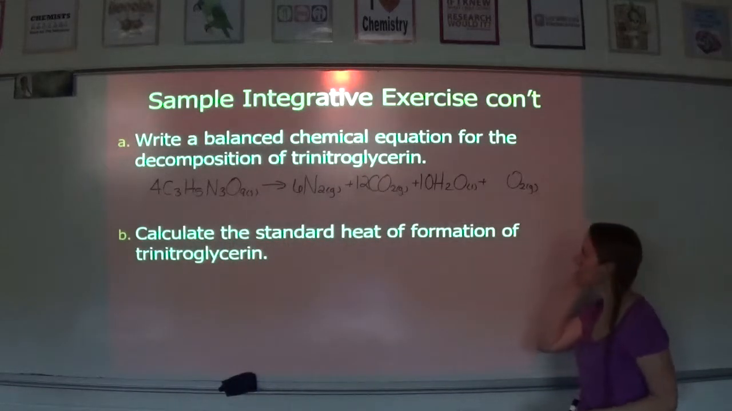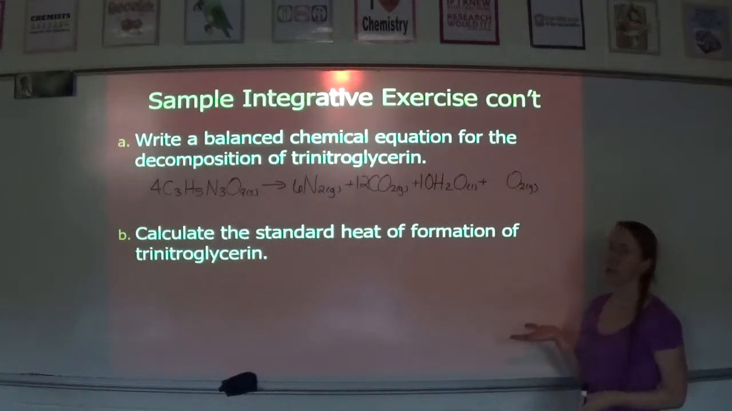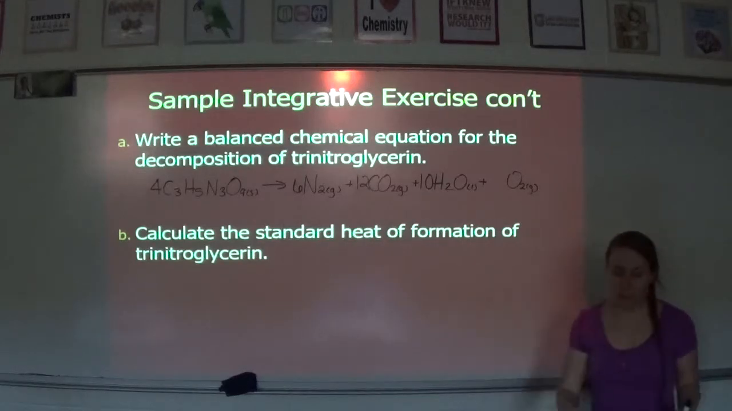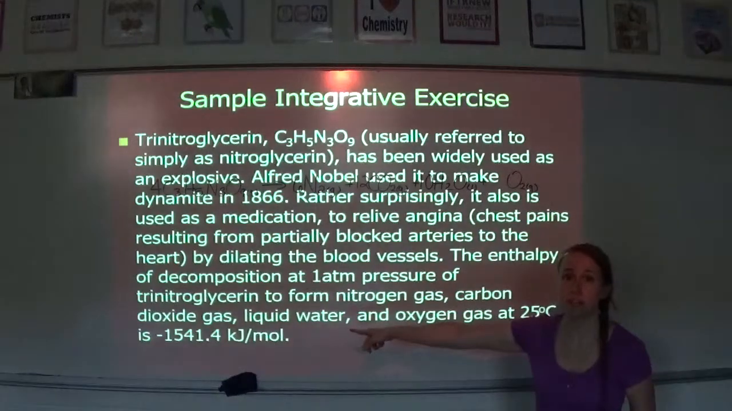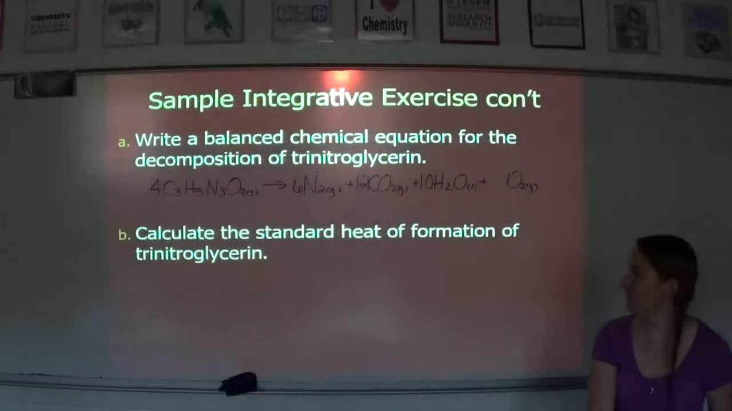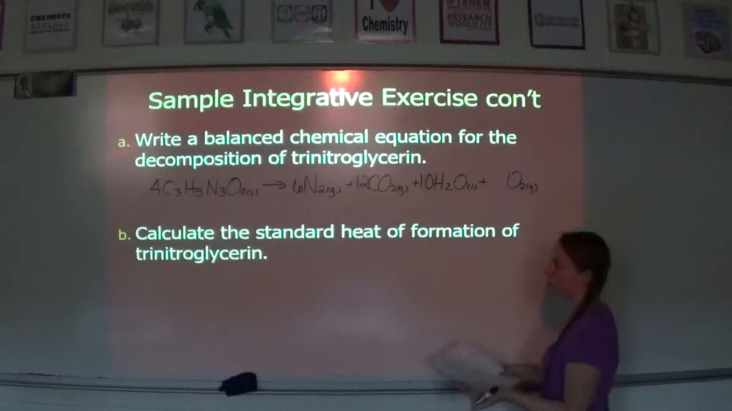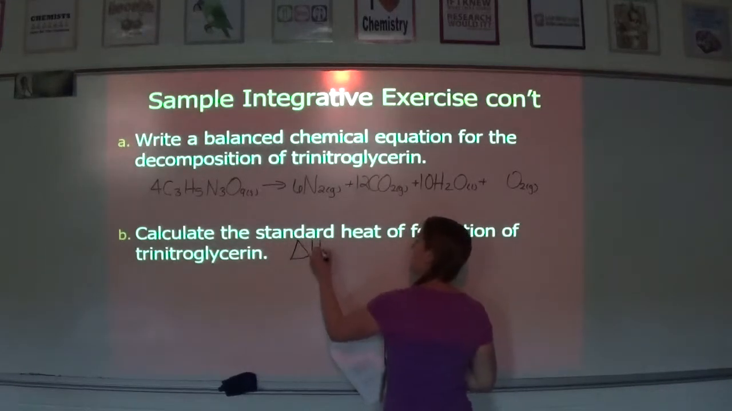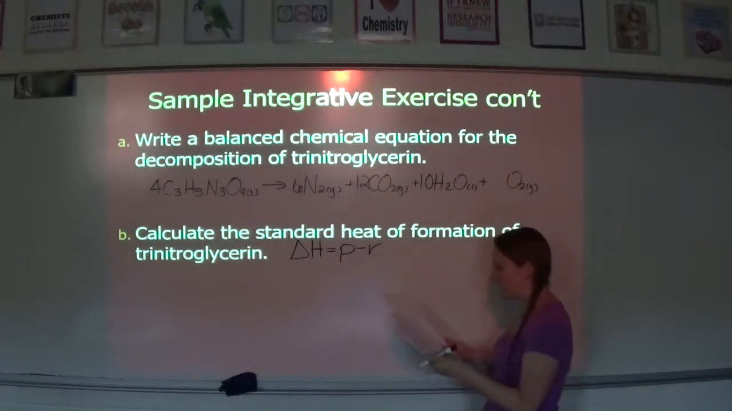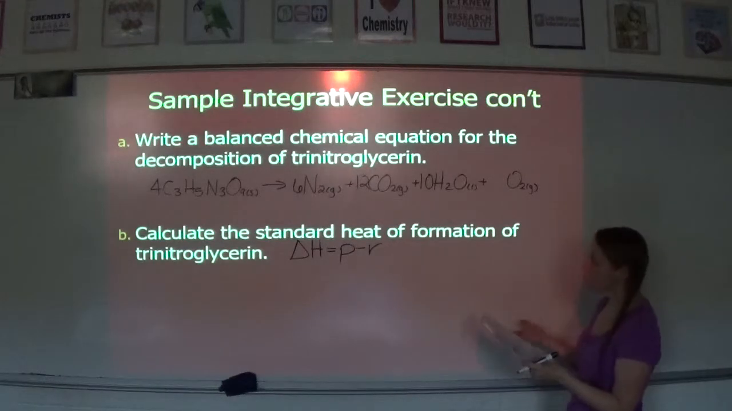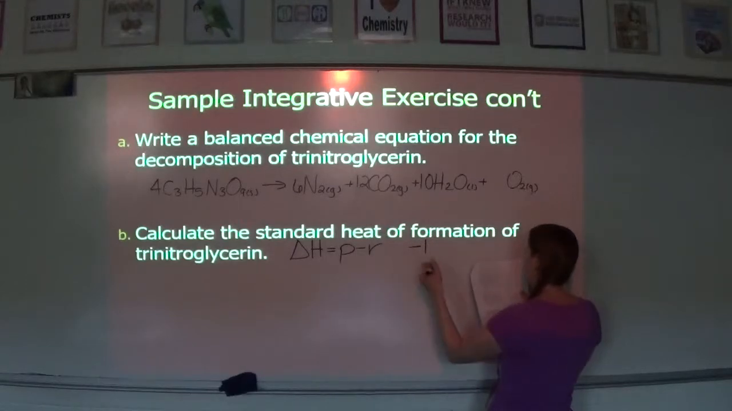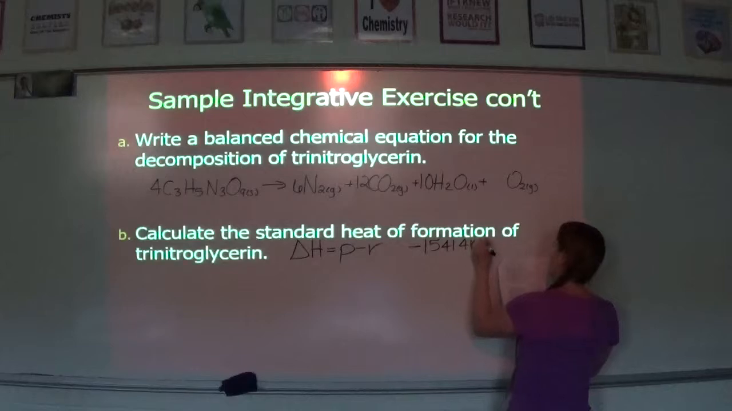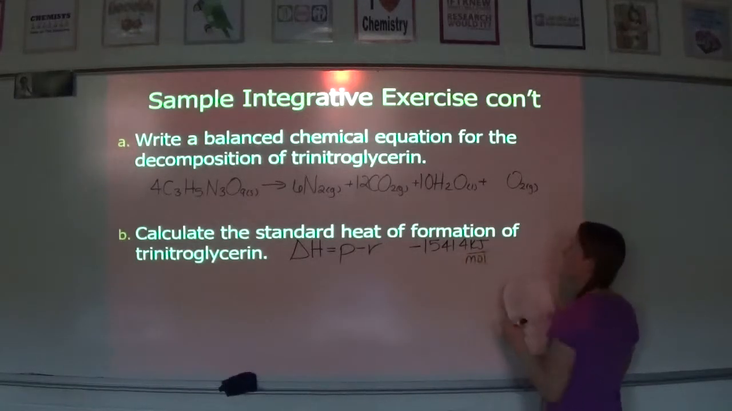Alright, so it says calculate the standard heat of formation of trinitroglycerin. If you remember on the previous slide, I'll go back real quick, they told us the delta H for the reaction. See, that's where you gotta be careful: you gotta use information that you already know from previous reactions. So remember, delta H equals products minus reactants. I'm going to start with my negative, pulling this from the previous slide, negative 1,541.4 kilojoules per mole. That's what they gave me.